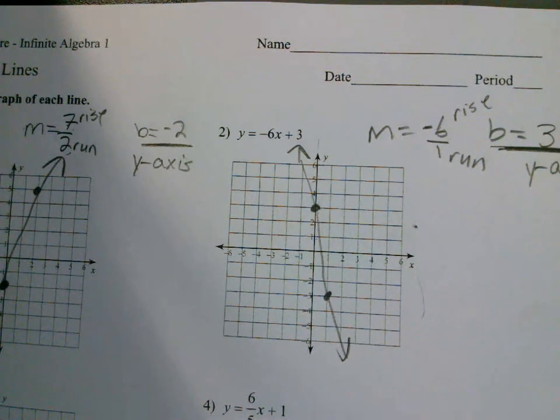Go ahead, baby. Why do you have to extend the line? Because by definition, a line goes on forever. You need to indicate that the line is going to go on forever. That's a good question, Riley.